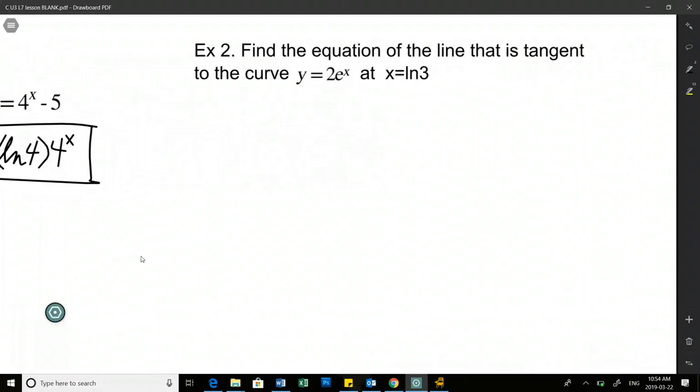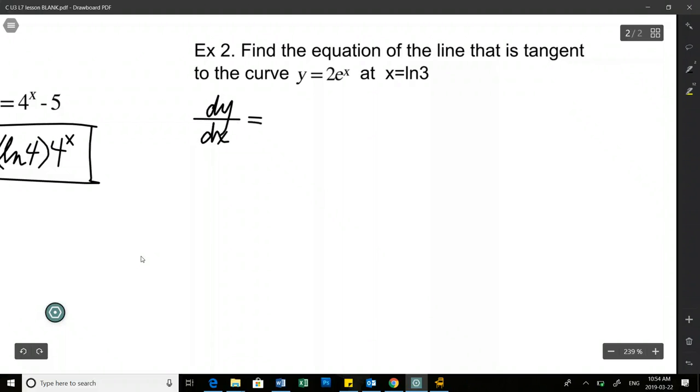All right. We're going to find the equation of the tangent line that is tangent to the curve y equals 2 times e to the x at the x value ln 3. Okay, so I need to find the derivative to start. This is kind of like the constant multiple rule. If I have a constant multiple out front, that's just going to hang out front, and then I will do the derivative of the second part. What is the derivative of e to the x? Ooh, e to the x.